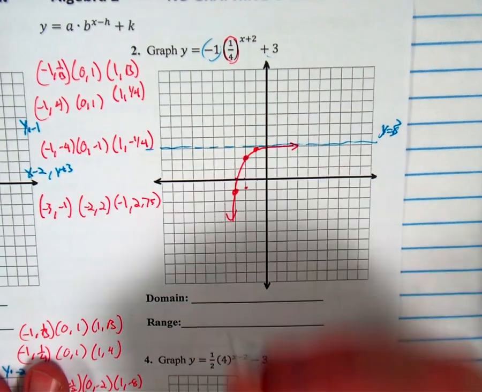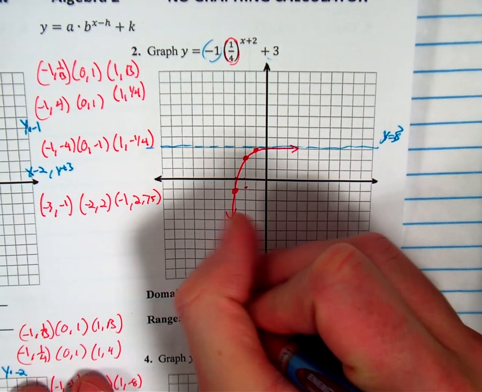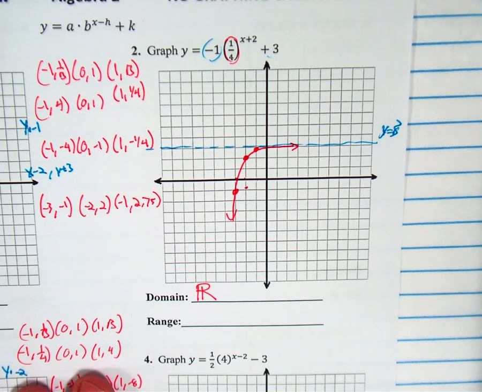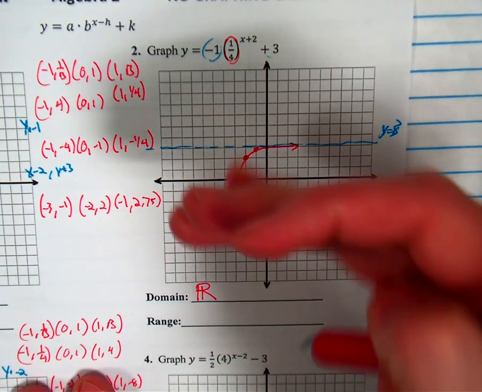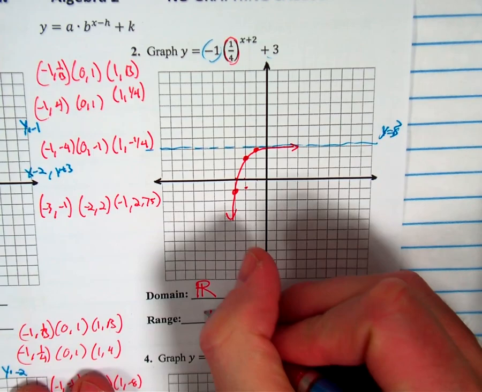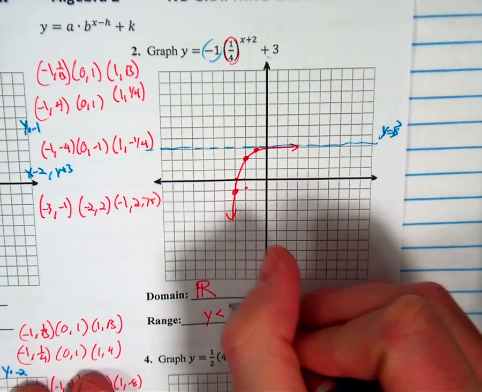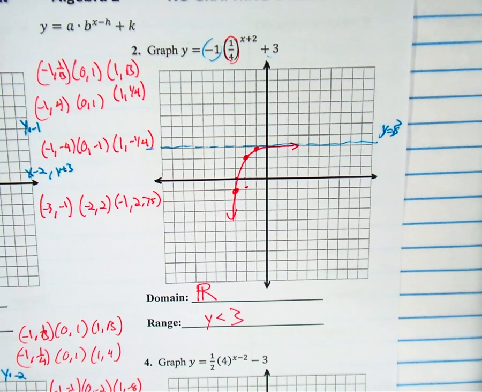Again, with exponentials, our domain is all real numbers. And your range, this time we're at 3, we are under again, so our y's are less than 3. Halfway done.